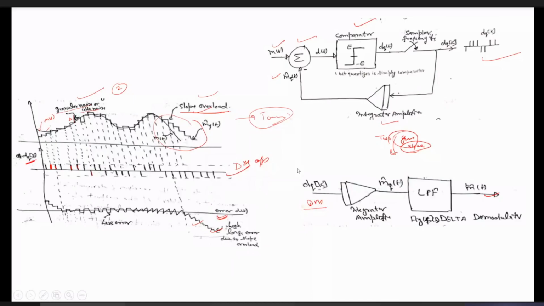Digital modulation technique: delta modulation, in short, we call it SDM. We have seen, and I'm just giving you the recap, that in the case of PCM, the whole signal is quantized and encoded.